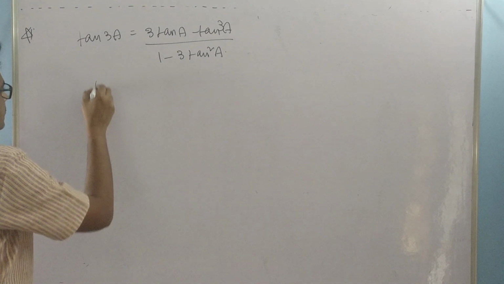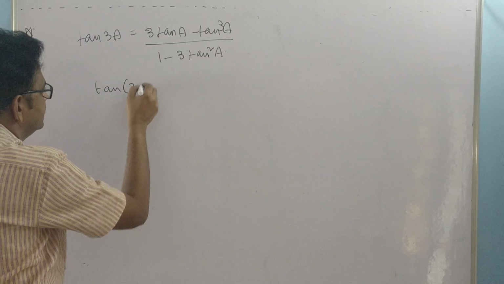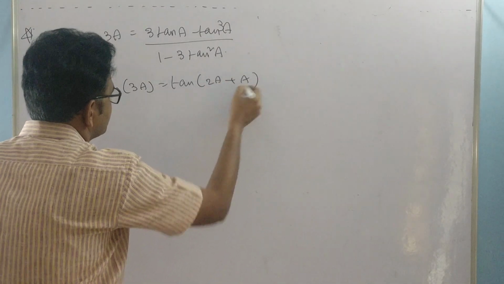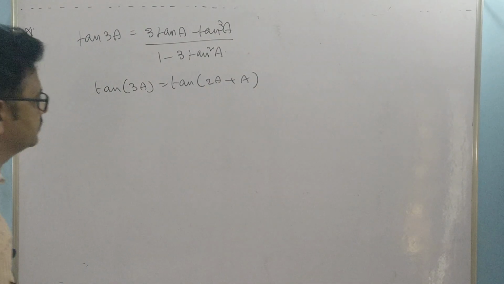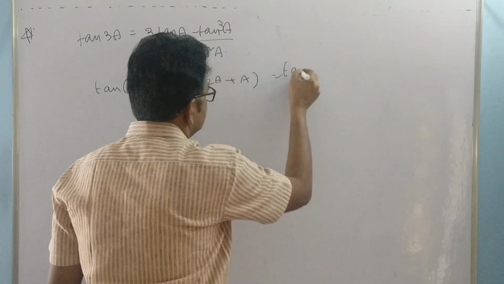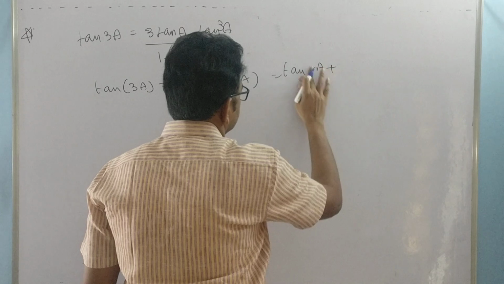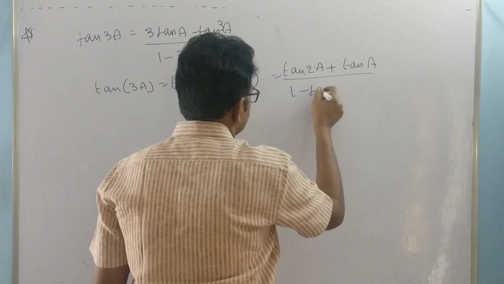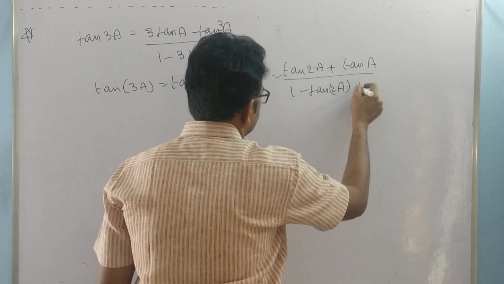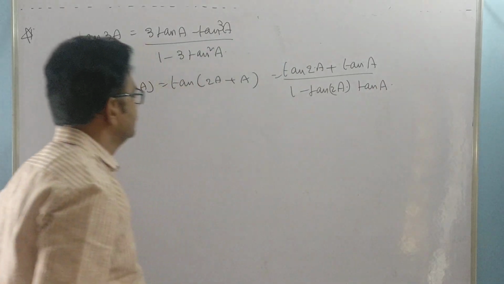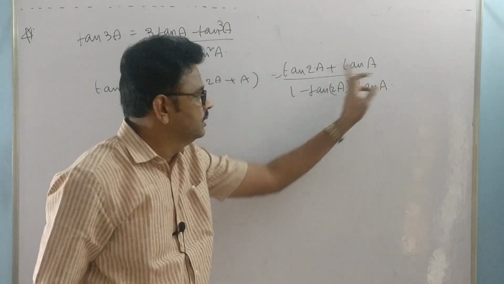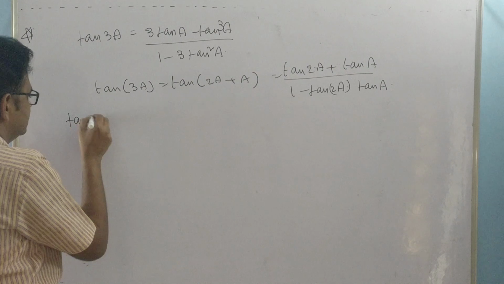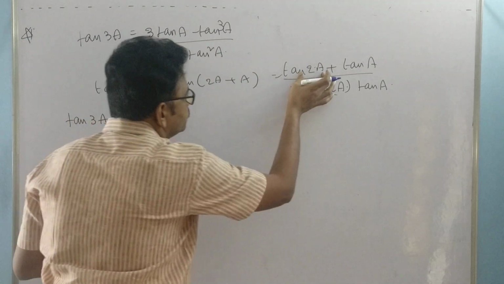Tan 3a is equal to tan of 2a plus a. You know the formula for tan of a plus b: tan a plus tan b by 1 minus tan a tan b. So tan 3a is equal to tan 2a plus tan a by 1 minus tan 2a into tan a.